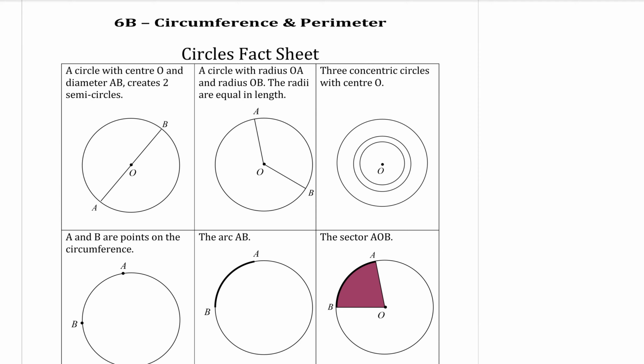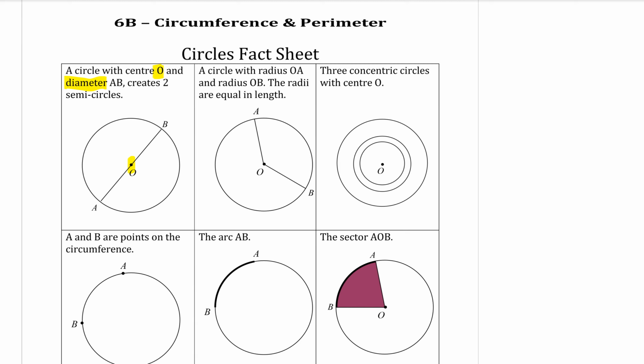So here for the first box, a circle with a center O. So O for origin at the center there has a diameter of AB. Diameter is going from one side of the circle through the center to the other side. That's a diameter.